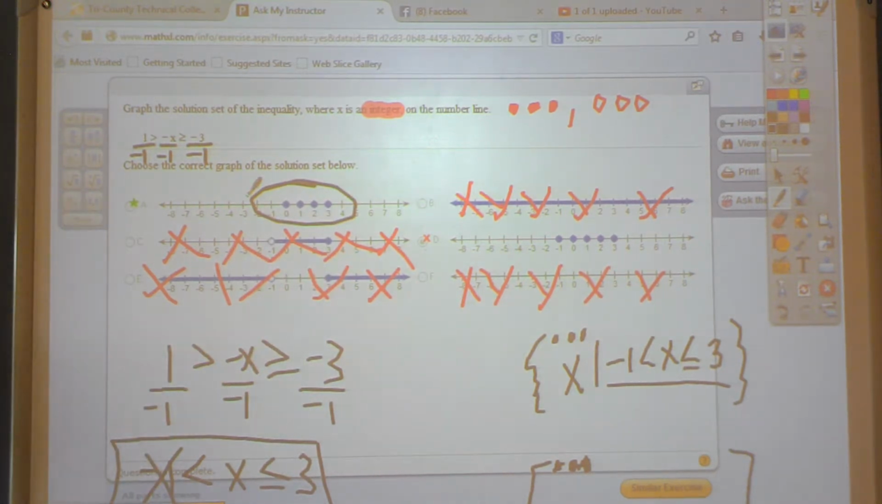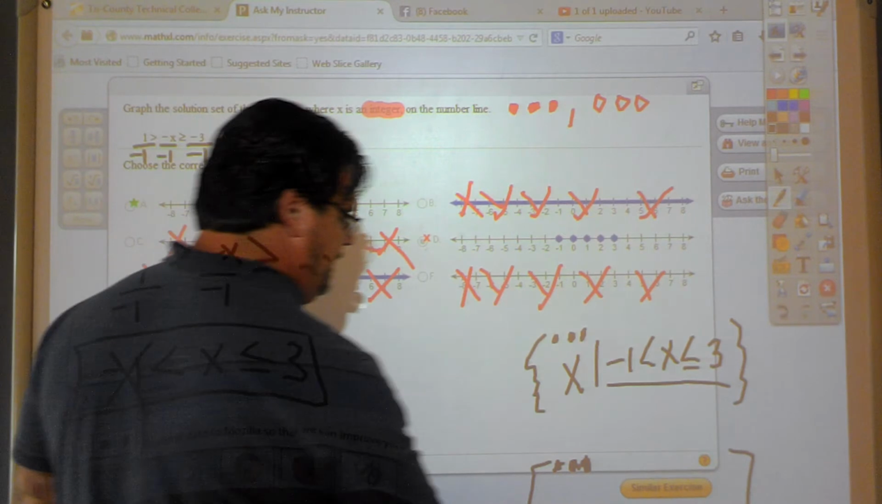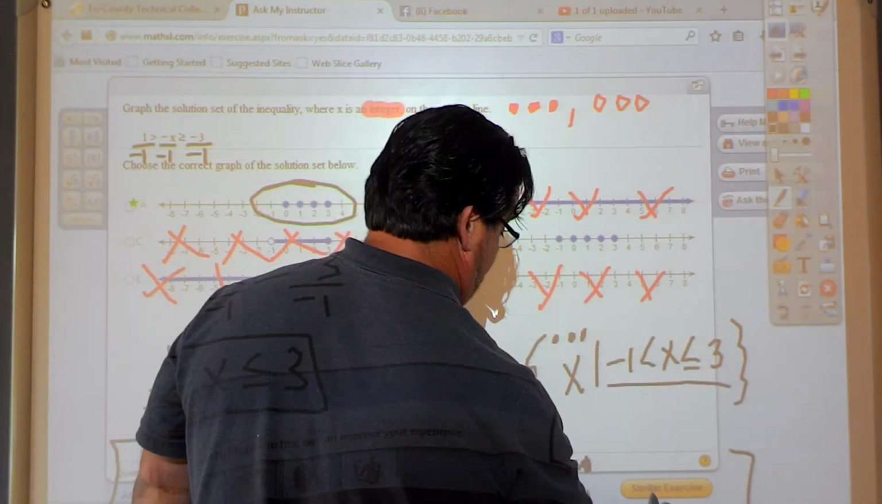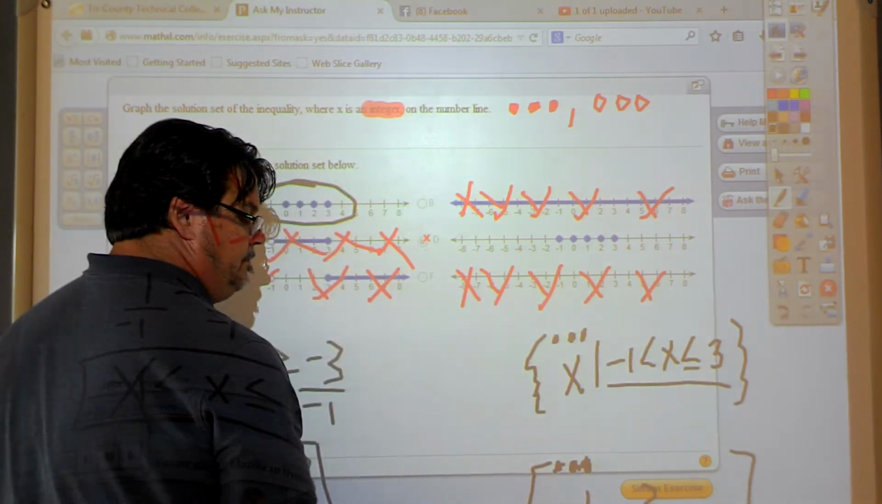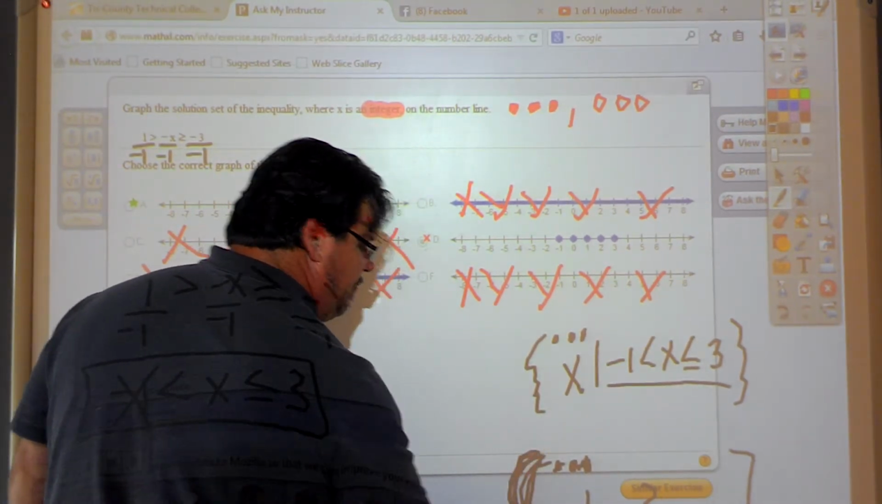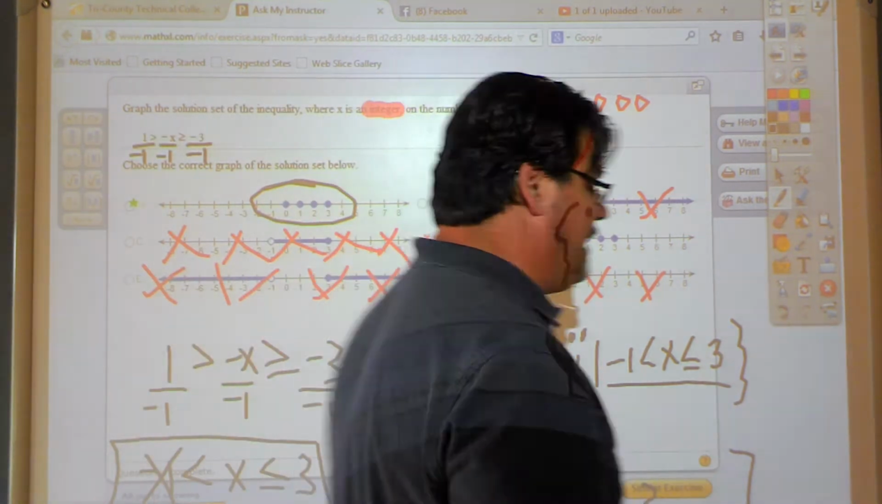0 to 3. And how do you write that? Well, -1 to positive what? 3. What does -1 get? It gets a parenthesis. What does 3 get? A bracket.